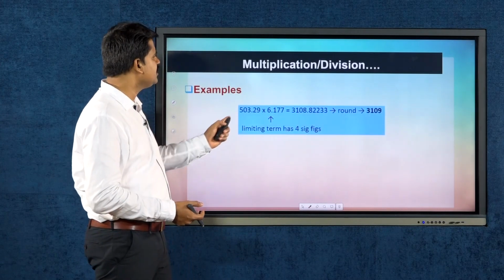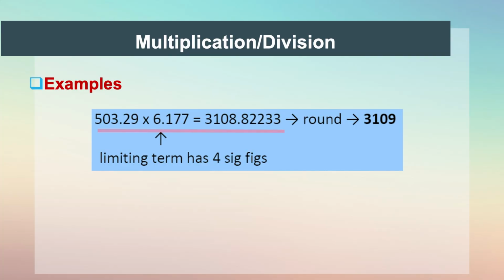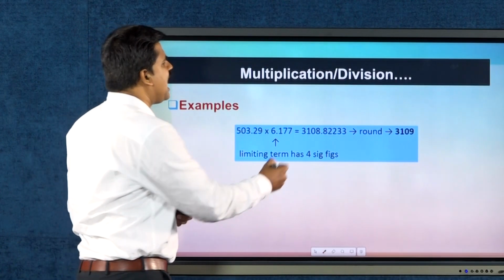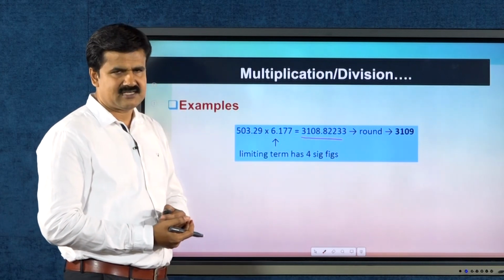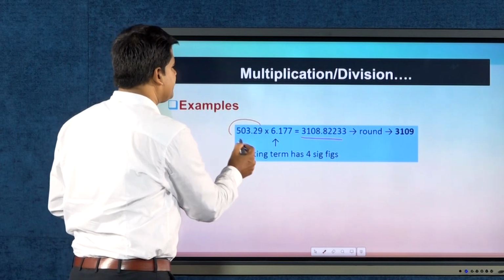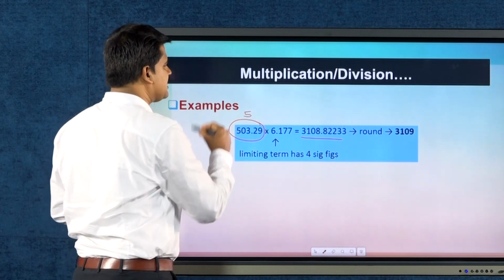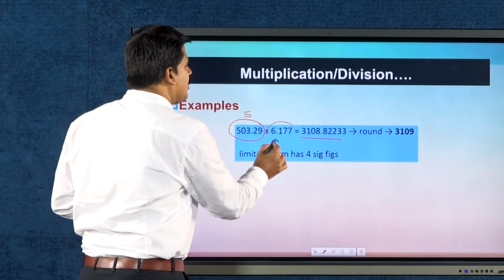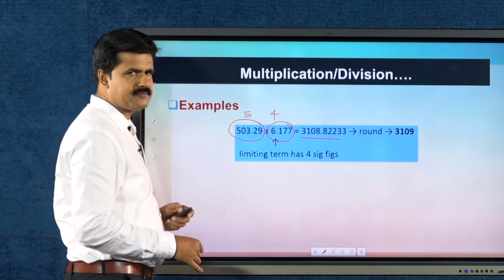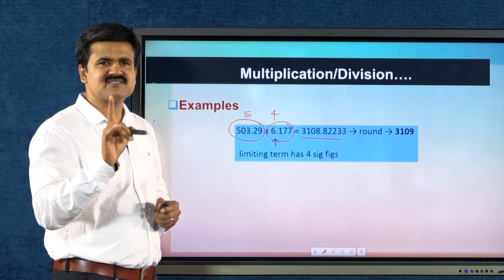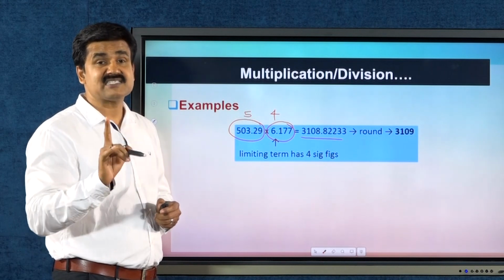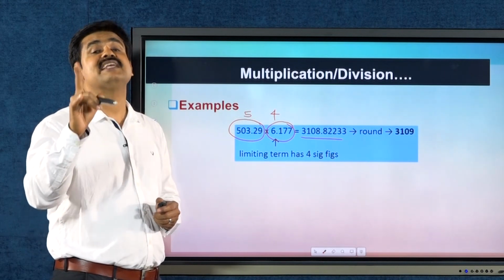Consider the first example. 503.29 multiplied by 6.177. These are two quantities. On multiplying this, I got this result in the scientific calculator. But look at this quantity. In this quantity, there are 5 significant figures. In the second quantity, there are 4 significant figures. And I mentioned in the rule that the number with the minimum number of significant figures is termed the limiting term in the course of multiplication and division.